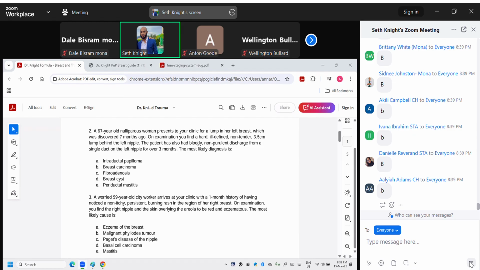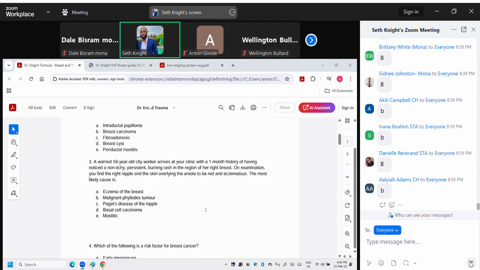Now she has a bloody discharge, and what we're looking for is unilateral, left nipple. It's a single duct. And the other thing they didn't tell us is spontaneous. So that would have made it completely, most likely for sure, breast cancer. But given this information, even without seeing spontaneous, everything else points towards B. This is breast cancer, definitely.